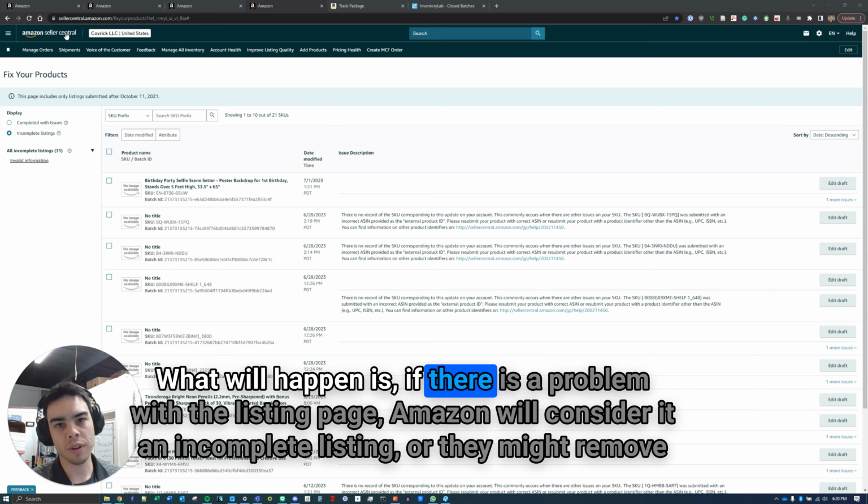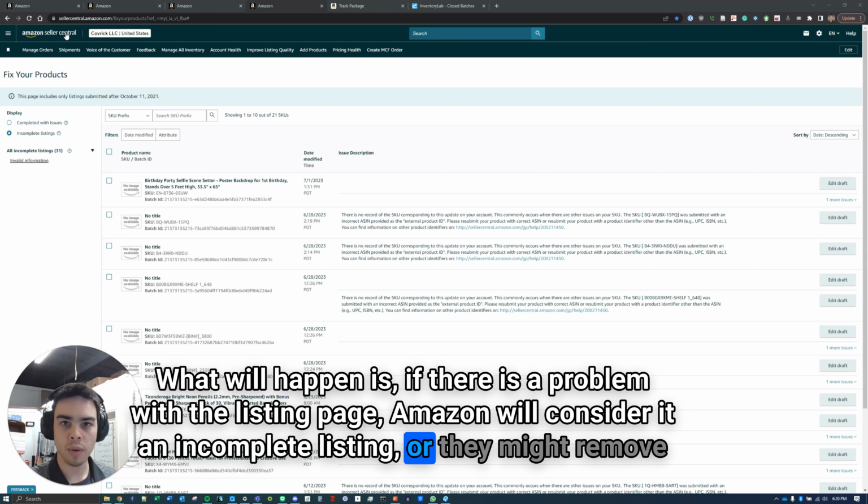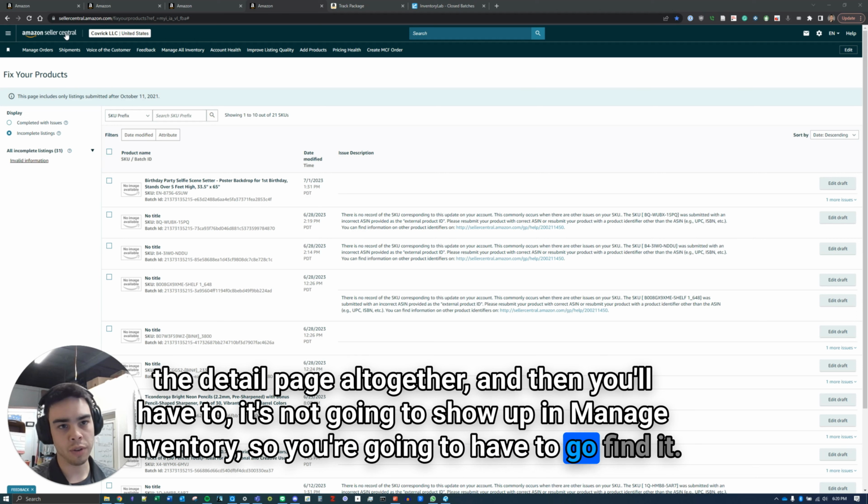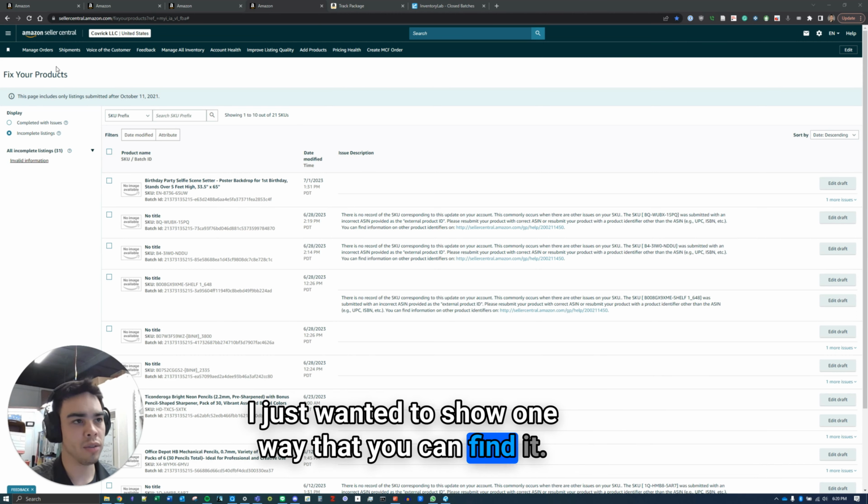What will happen is if there is a problem with the listing page, Amazon will consider it an incomplete listing, or they might remove the detail page altogether, and then it's not going to show up in Manage Inventory, so you're going to have to go find it. I just wanted to show one way that you can find it.